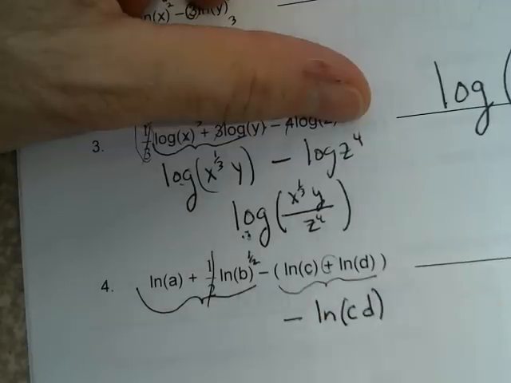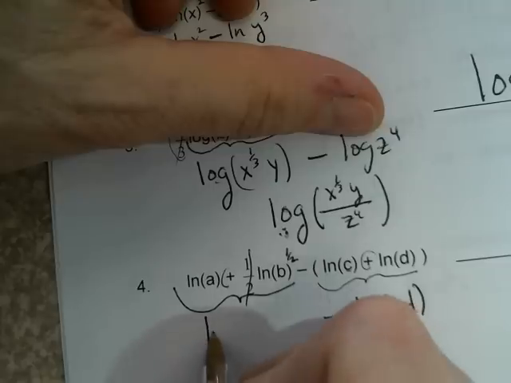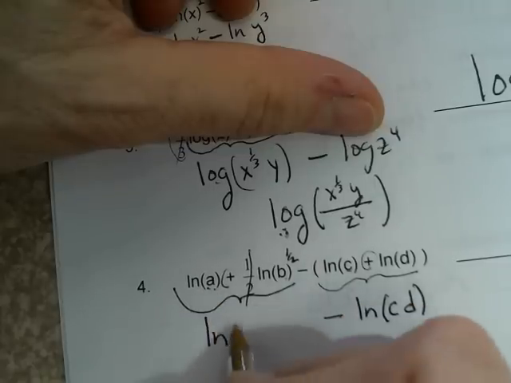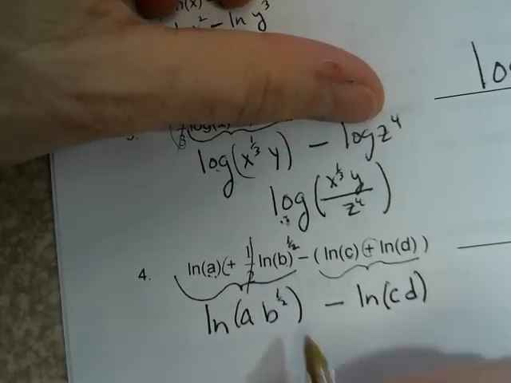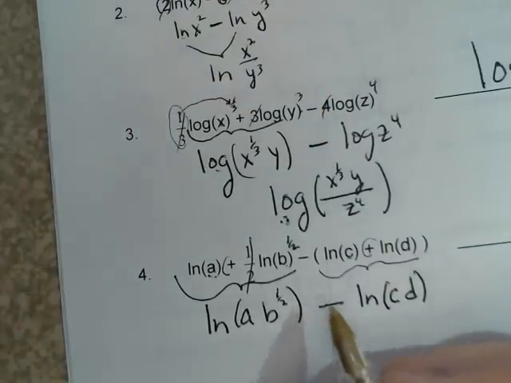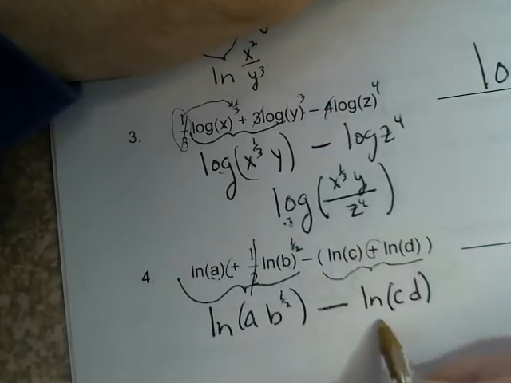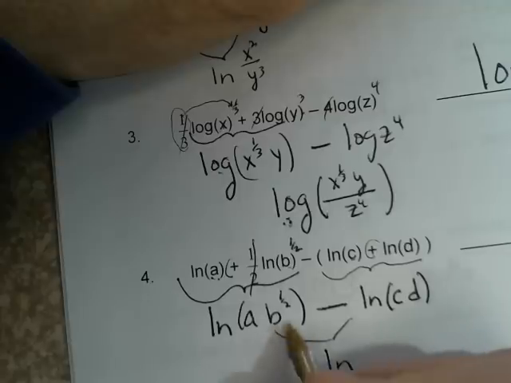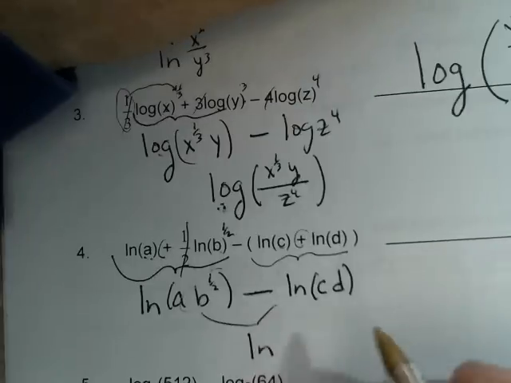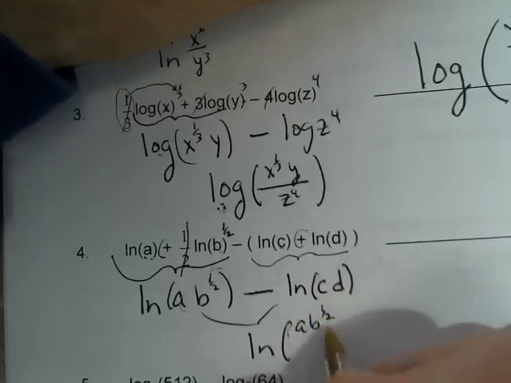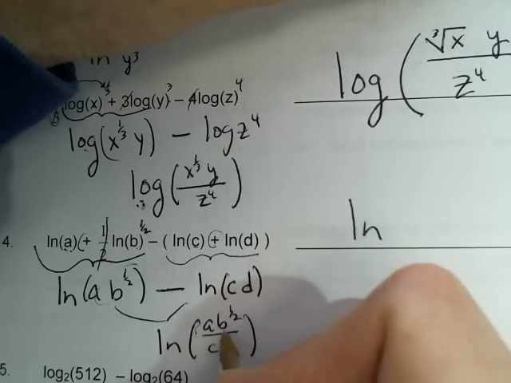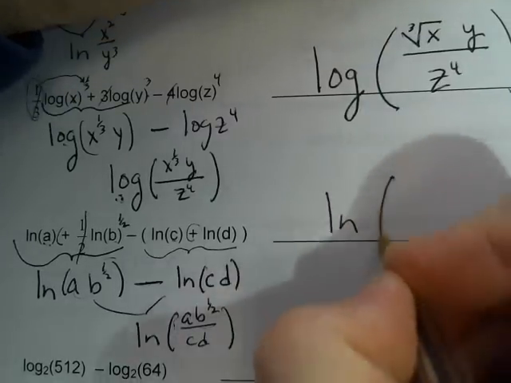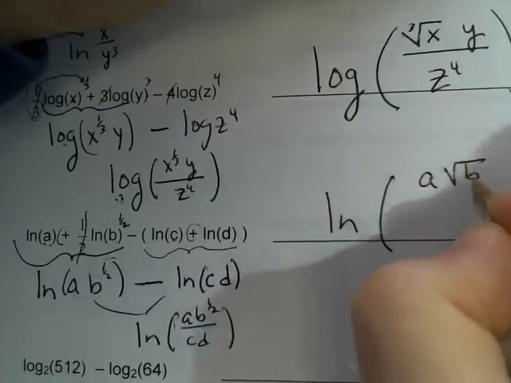Now these 2 logs, because there's a plus sign in between, we're going to use the product rule. So these 2 logs become 1 log. We're going to multiply those arguments. A times b to the 1/2 power. And then the last thing we're going to do is when we see 2 logs separated by a minus, they become 1 log. So we're going to condense them down into 1 log. This is the numerator. This is the denominator. So we have AB to the 1/2 in the numerator and CD in the denominator. So that's our final answer. But I'm going to change B to the 1/2 back into the square root of B. So that's the natural log of A times the square root of B all over CD.